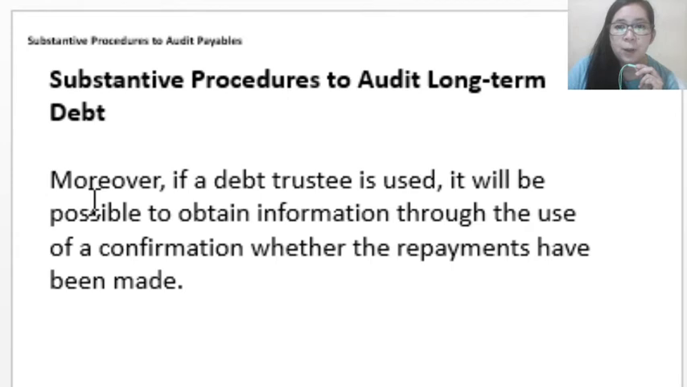Another, if a trustee is used, or there is a third party who manages the entity's long-term liability transactions, it will be possible to obtain information through the use of a confirmation on whether repayments have been made. So the communication will be between the auditor and the trustee.